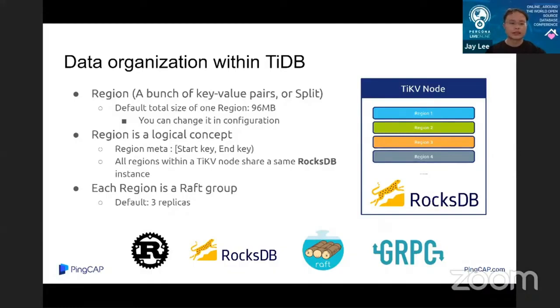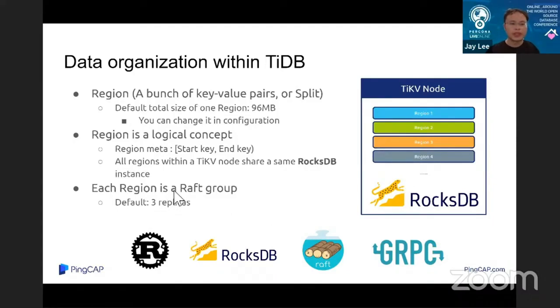The default size of a region is 96 megabytes. You can change it if necessary. We choose the small value to get more accurate balance. The start key and end key describe the range of a region, and regions don't overlap with each other. All regions within a TiKV are stored in the same RocksDB instance.